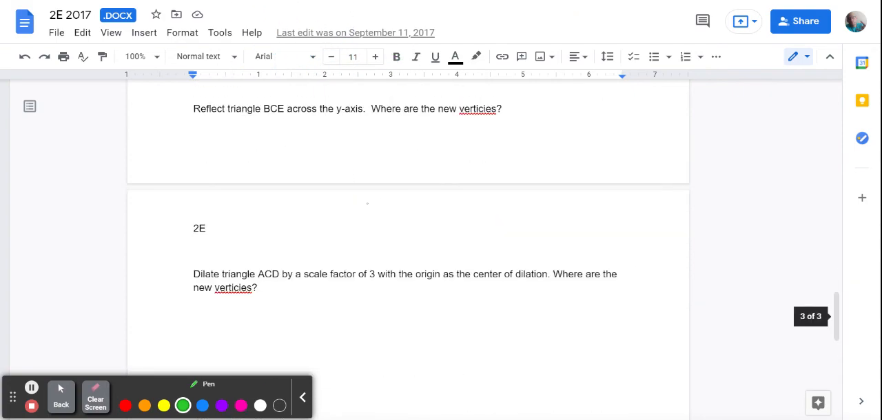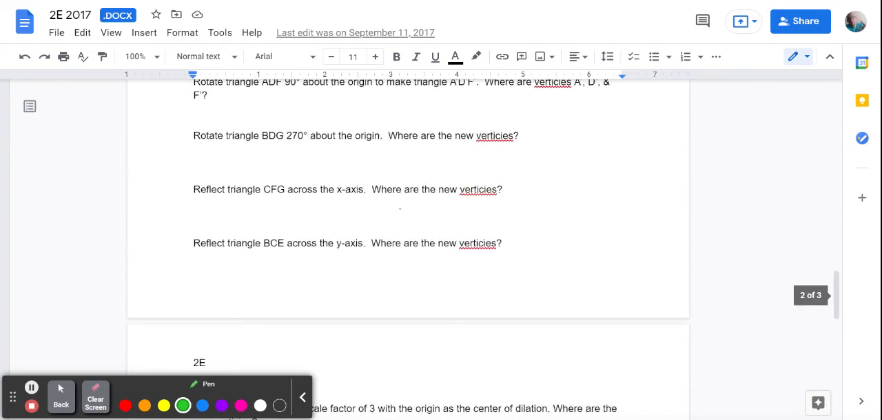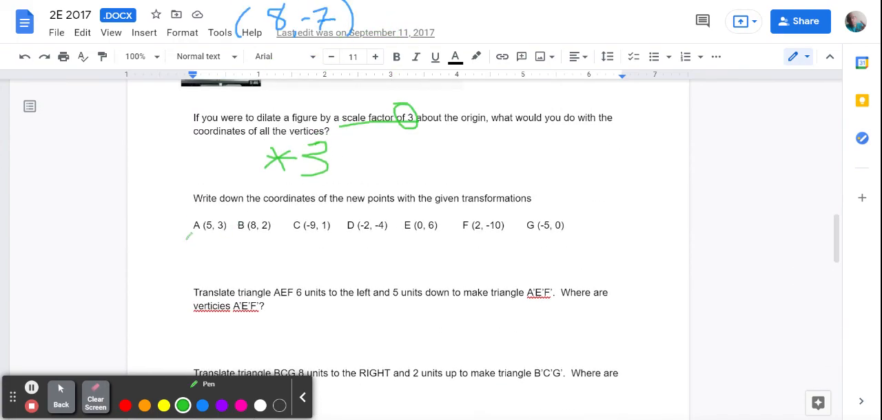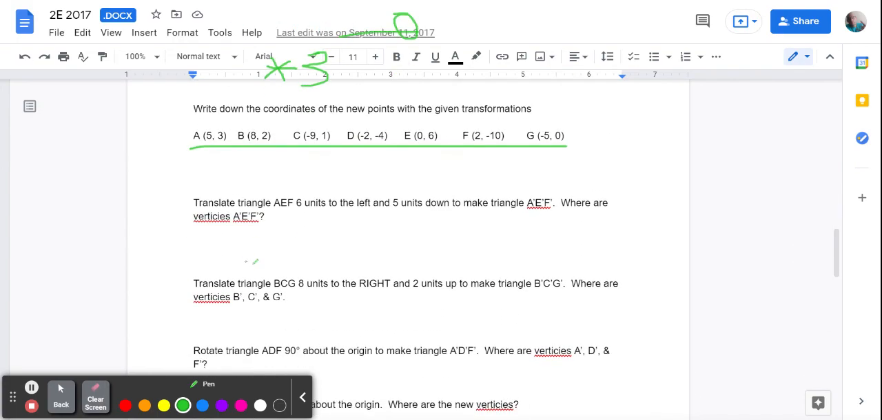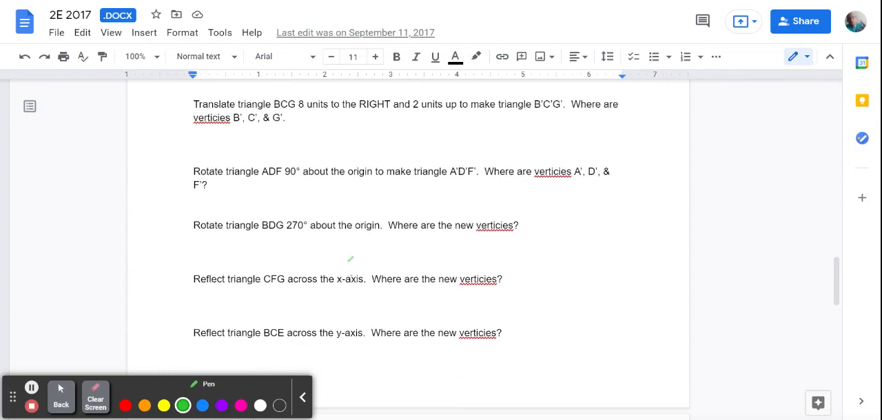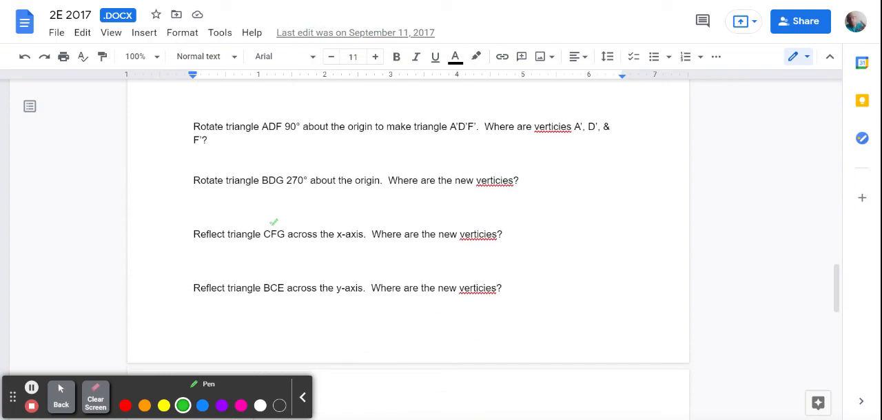Okay, so we have these points right here. We're going to use these points to do these practice problems, and we'll talk about these when we come back the next day in class.